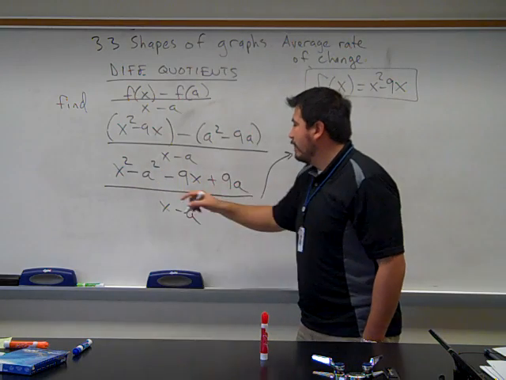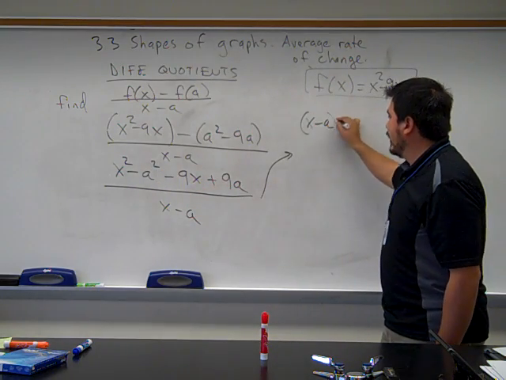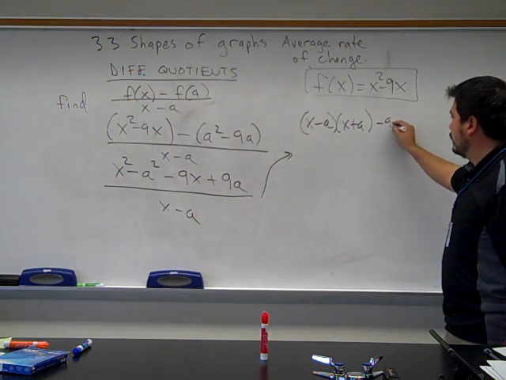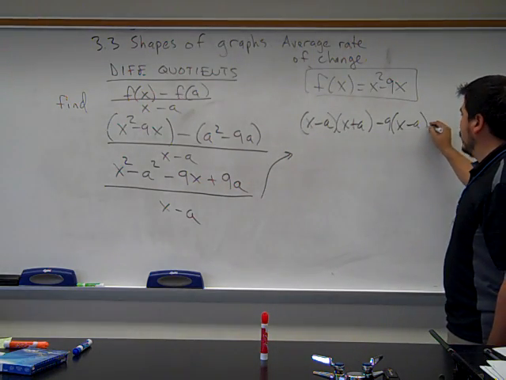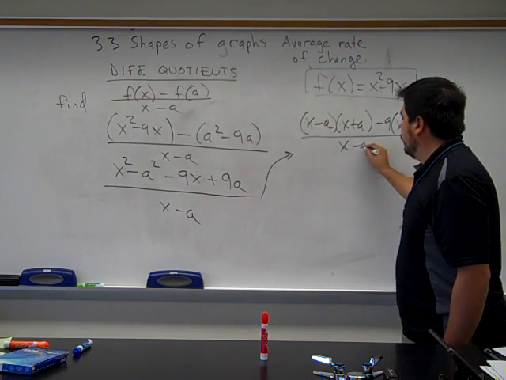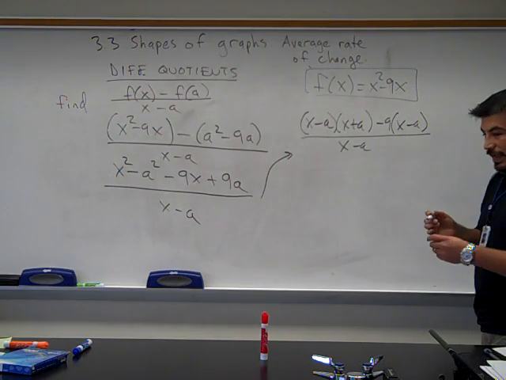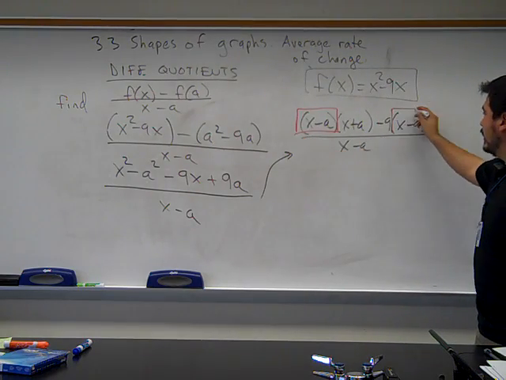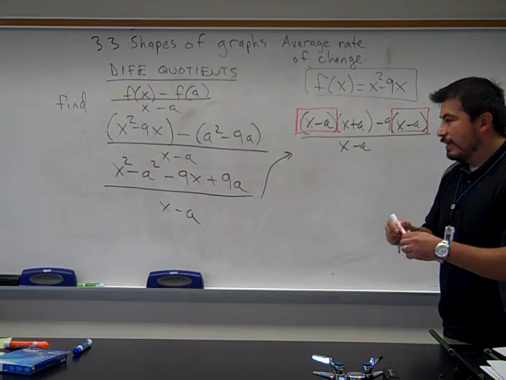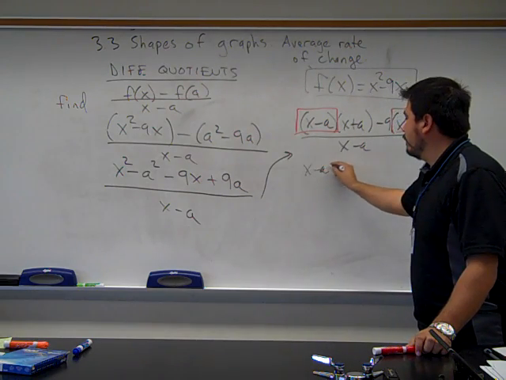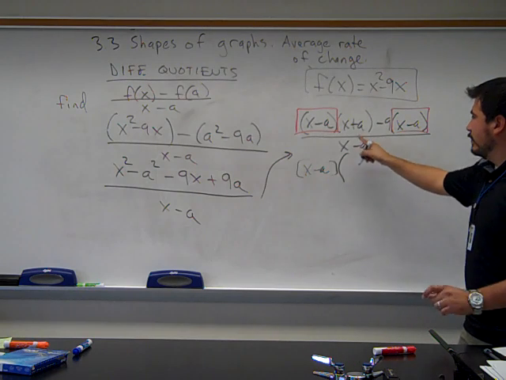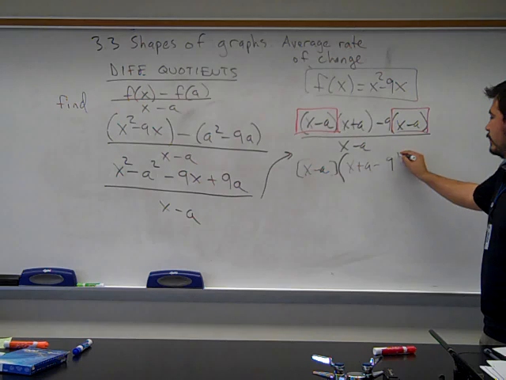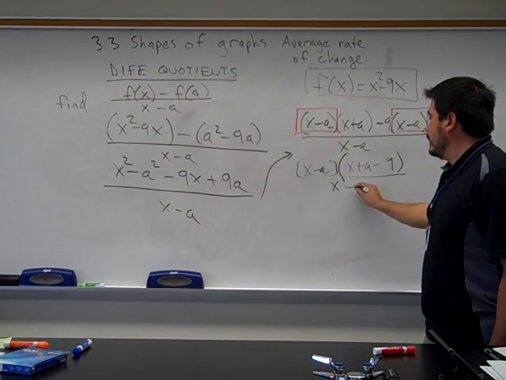But you can kind of factor the first half with difference of squares, x minus a, x plus a. And then here, if you take out negative 9, you get x minus a as well. We leave the denominator unchanged for now. And now you'll see, oh look, my first term has an x minus a, my second term has an x minus a. I'm going to take out x minus a and put it in front. And then what's left over? I'd have x plus a minus 9. And that's all over x minus a.